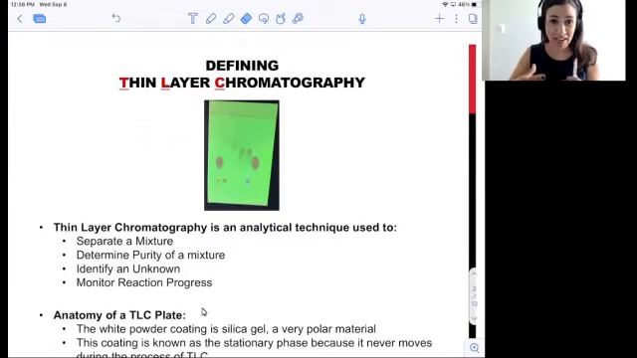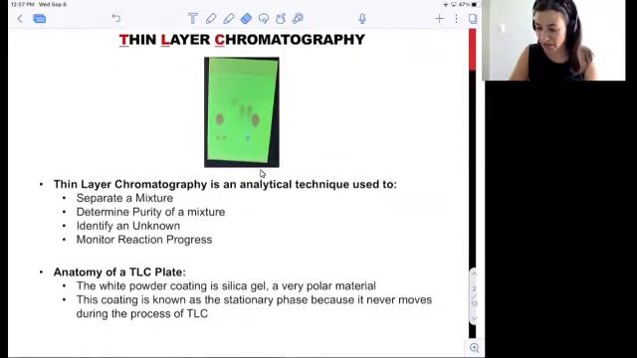First, let's start out by defining TLC, or thin layer chromatography. This is an analytical technique which is used to separate small quantities of a mixture. Depending on the number of components or spots you see on your TLC plate, you can determine the purity of the mixture. By comparing your sample to a known reference compound, you can determine the identity of a sample. And later on in your organic chemistry career, you will be able to monitor the progress of chemical reactions using TLC. So the picture shown here is a TLC plate under a UV visualization lamp.